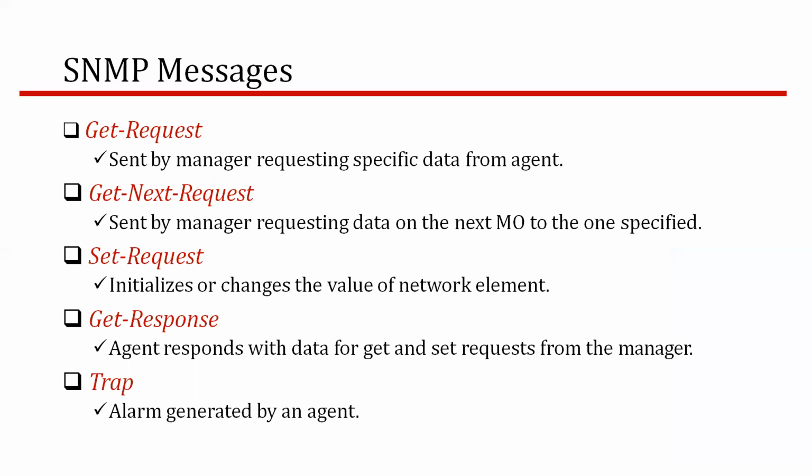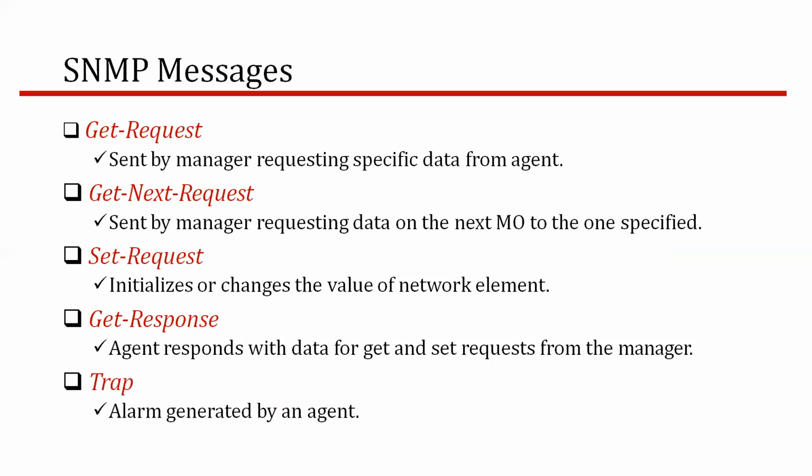Get request. It is used to retrieve the values of objects in the MIB of an agent. The manager sends the agent a request to retrieve the values of variables. Agent will respond with the requested variable with the current stored value. Next, get next request. The manager sends the agent a request to discover available variables and their values. Agent will respond with values of the next variables. It retrieves the values of the next object in the MIB of an agent.